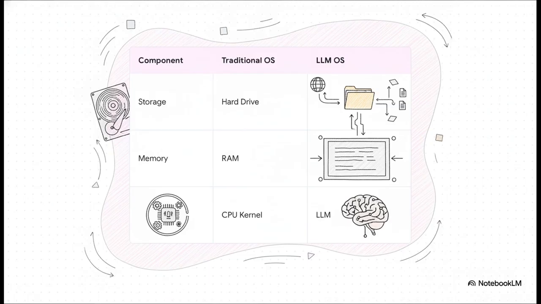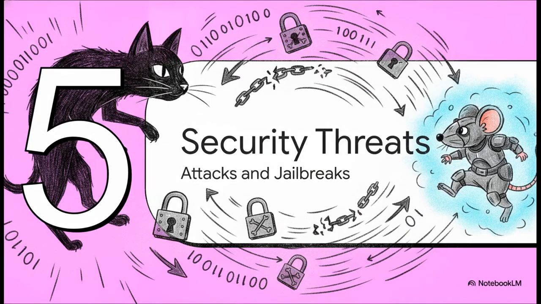If you compare traditional computing to an emerging LLM operating system, it maps perfectly. The traditional hard drive is replaced by the internet and local files. Your working memory, the RAM, is now the LLM's context window, which is the maximum amount of text it can hold at once. And the CPU kernel at the very center of it all, that is the large language model itself. The LLM is essentially the core kernel of a brand new operating system that pages memory in and out and orchestrates multimodal tools.